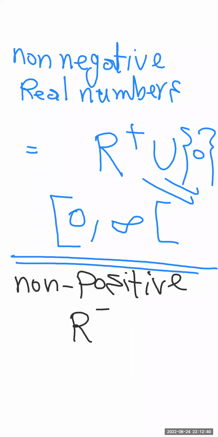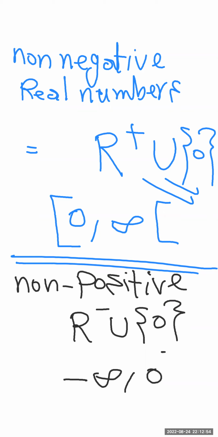So here, non-positive means the negative real numbers union the set of 0. So now, from 0 till negative infinity, which one is the smaller? Negative infinity. Then 0, 0 included, closed, to negative infinity, opened. That's it. Okay, guys, is it clear?